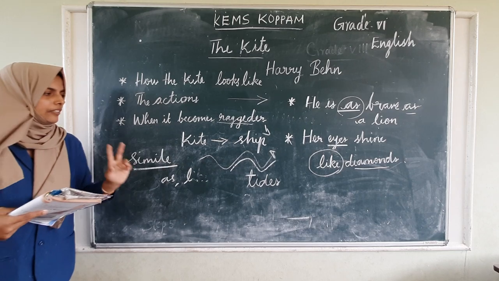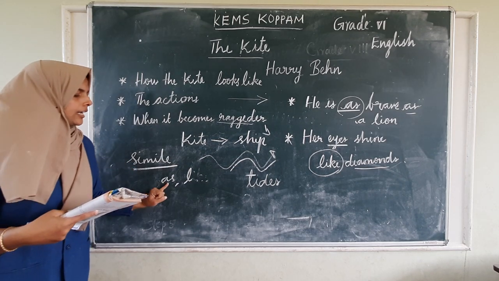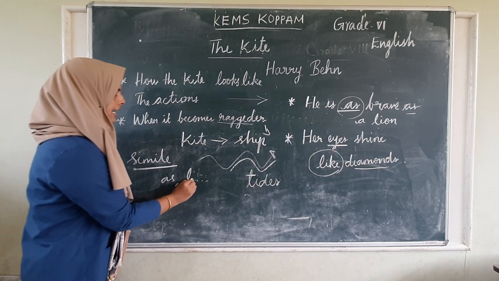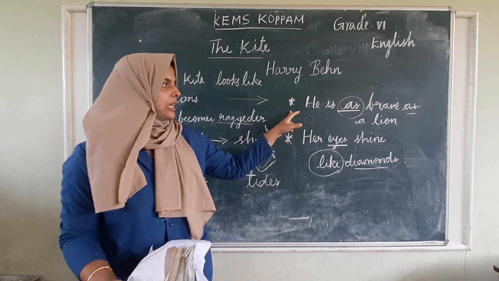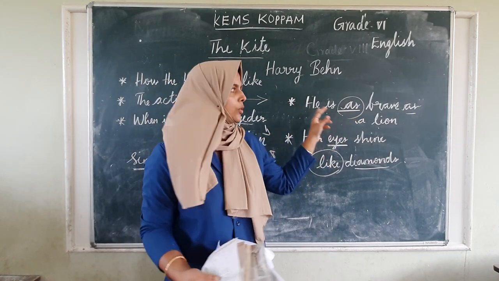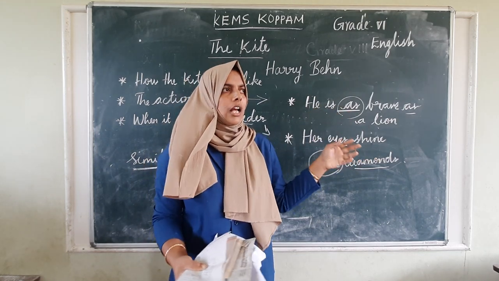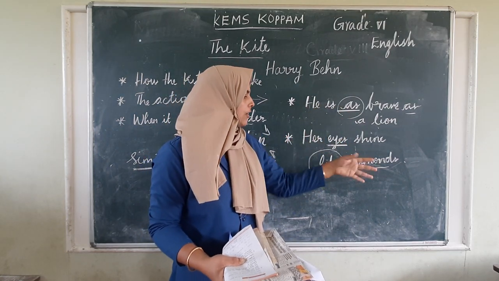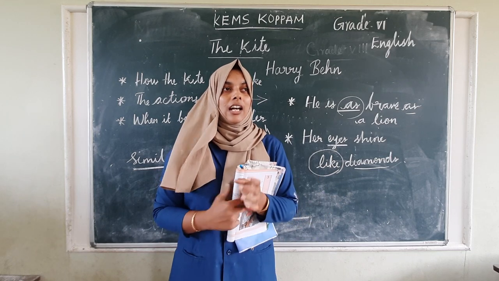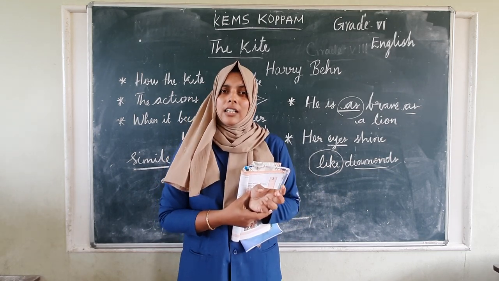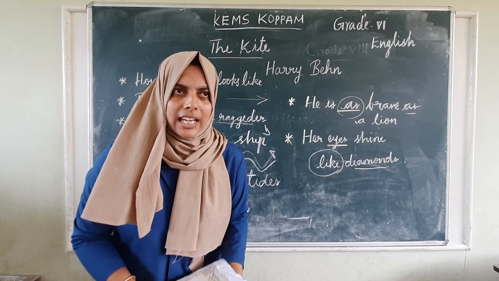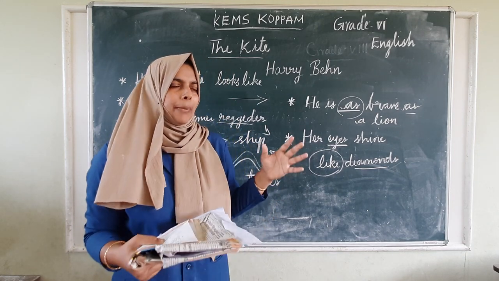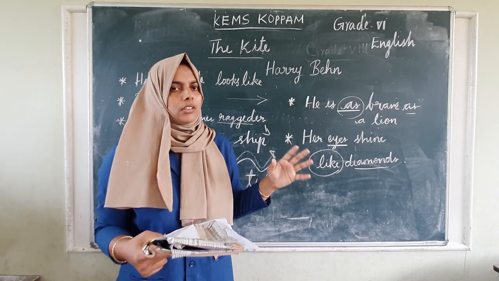Simile is the comparison between two things using the words as or like. For example, he is as brave as a lion. He is as cunning as a fox. Her eyes shone like diamonds. And the baby's arms are very soft like velvet. We can say it like that. So comparing using as or like is called simile.